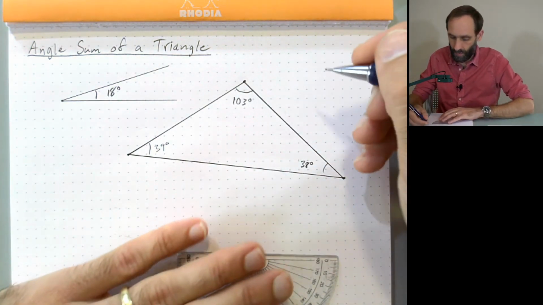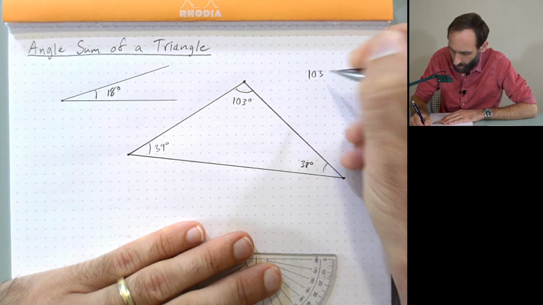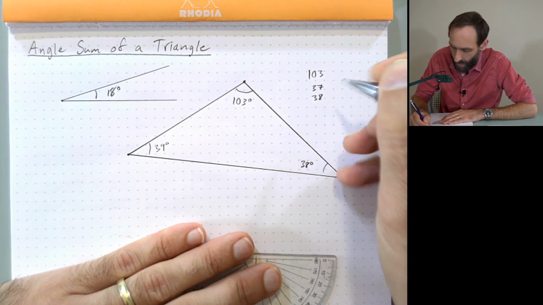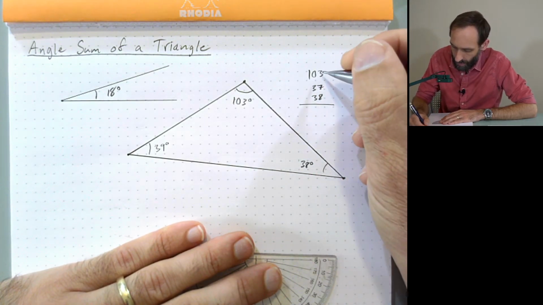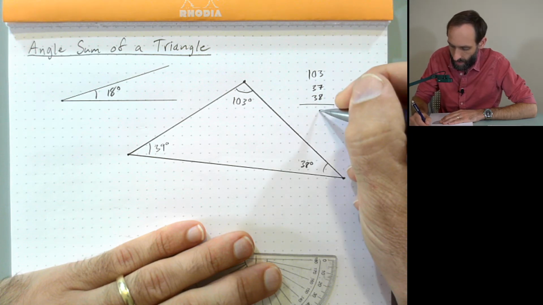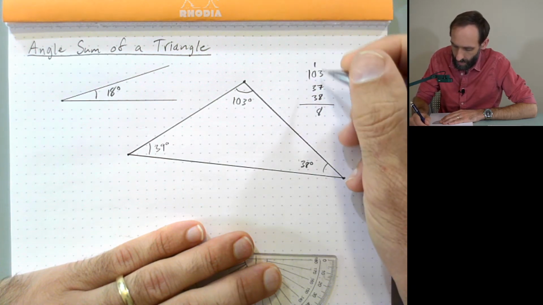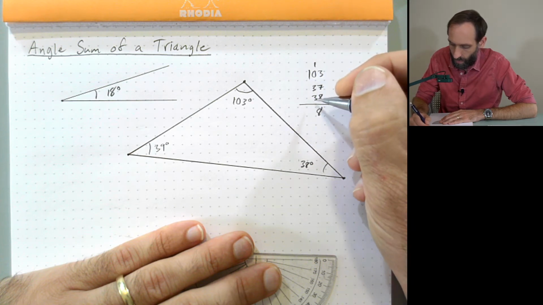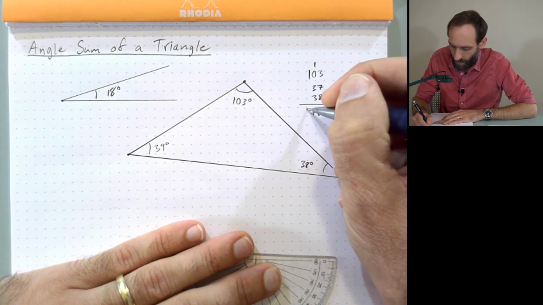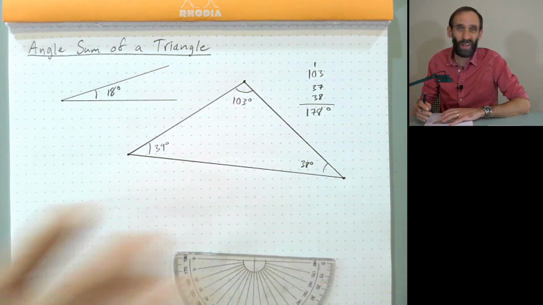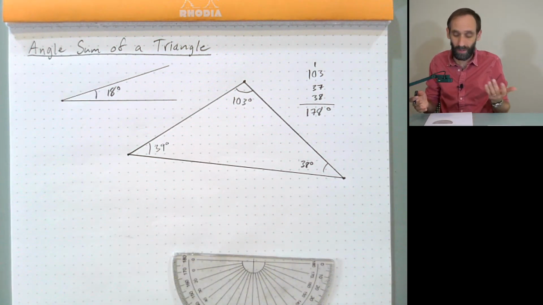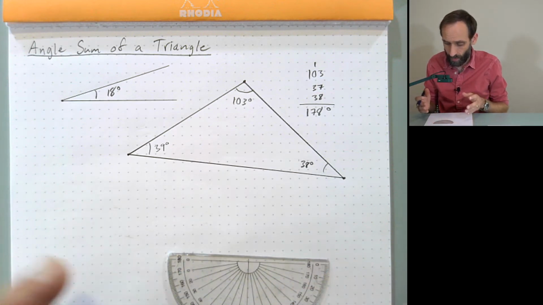Let's go ahead and add up these 3 angles. So we have 103, 37, and 38. And let's see, 3 plus 7 is going to equal 10, plus 8, 18. And then 1 plus 3 is 4, plus 3 is 7. And then we bring this 1 down, and we get 178 degrees. Okay, so that's pretty close to 180, right? But it's not quite right.